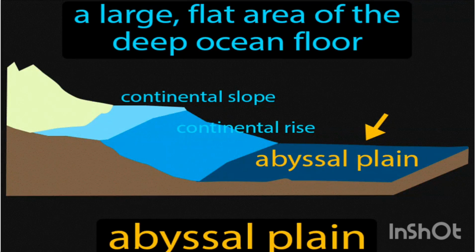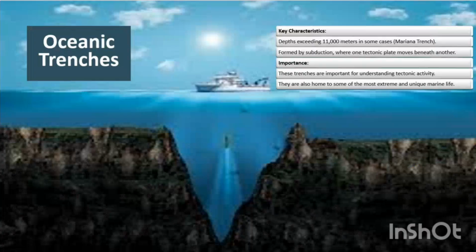Next, we have the abyssal plains, which are some of the flattest and most featureless regions on the earth. These plains are found at depths between 3000 to 6000 meters. The key characteristics of abyssal plains are that they are extremely flat and deep. They are covered by layers of fine sediment that have settled over millions of years. The importance of this feature is that it supports various marine organisms living in the deep sea, and it is a key area for deep sea exploration and research.